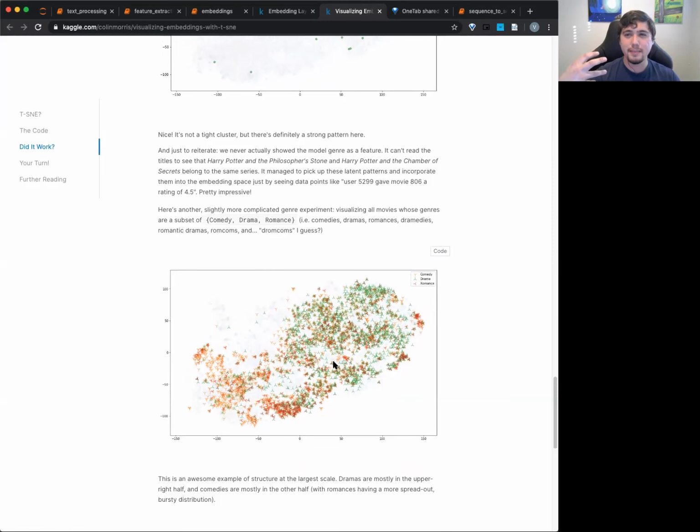So the main thing I want to emphasize is that embeddings encode context about, in this case, movies, but we'll talk about it in words. So the embedding will encode some information about the word.